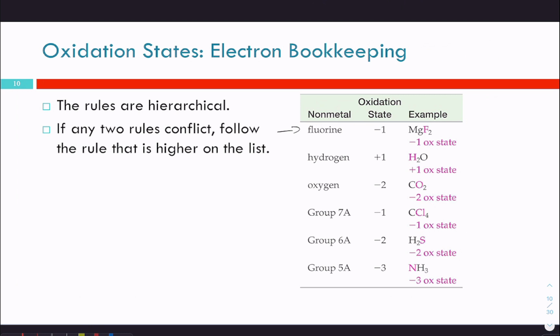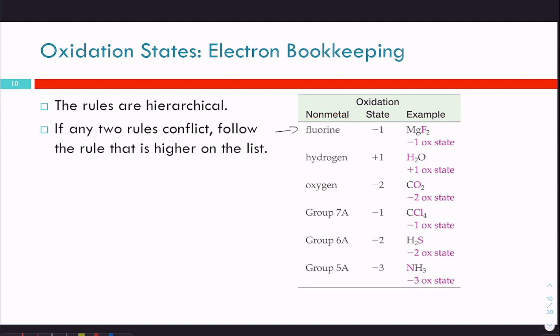Then hydrogen has a +1 oxidation state. Oxygen is a -2. Group 7A, this is where it very much follows the same trends that we've already been looking at, but there's some priority that has to be taken into account. So group 7A, those all have a -1 oxidation state, unless superseded by something like fluorine or hydrogen or oxygen. And then group 6A is a -2 oxidation state, and group 5A is -3. So those are the same as the charges.